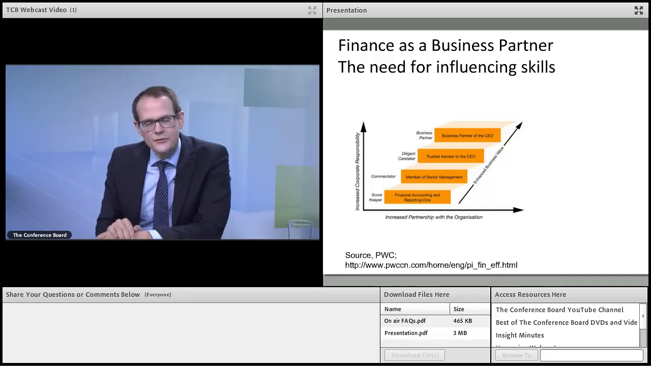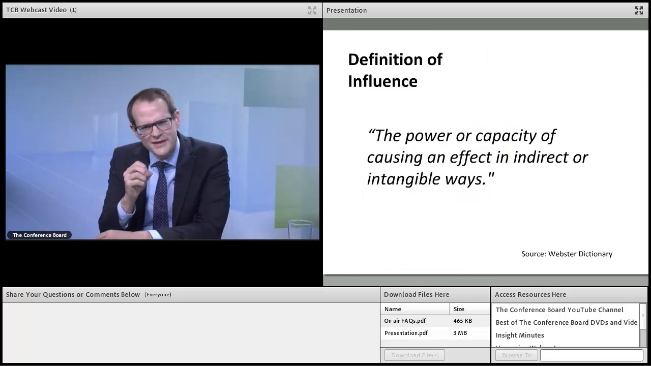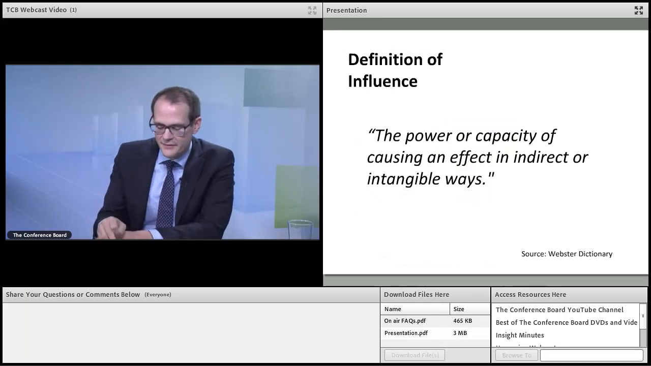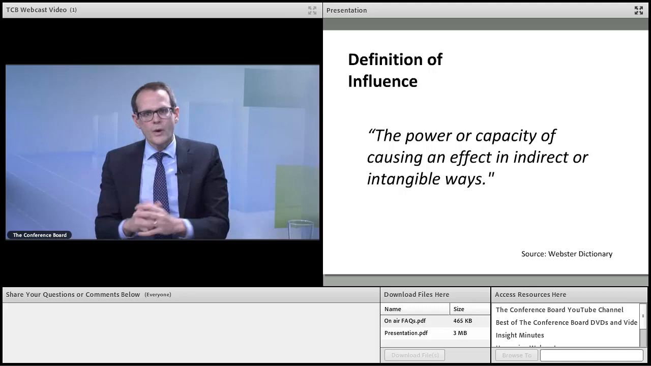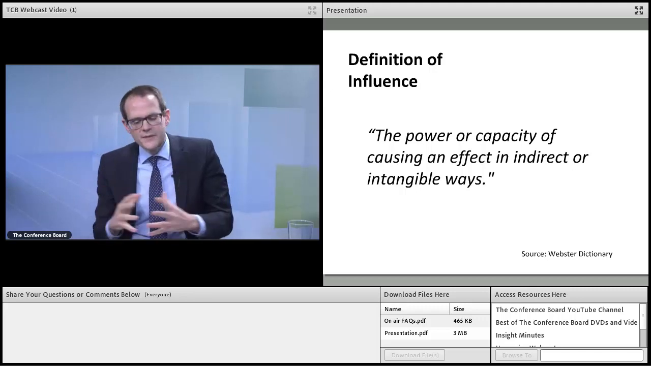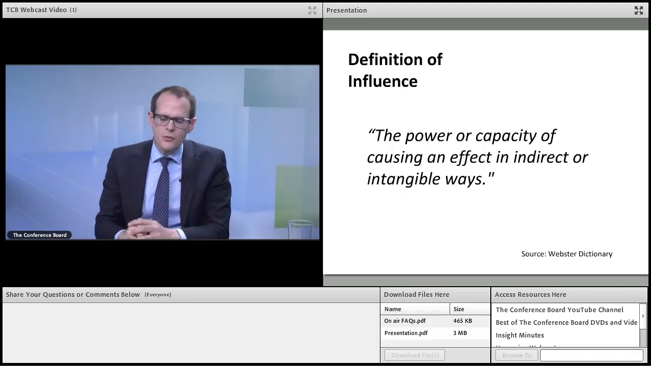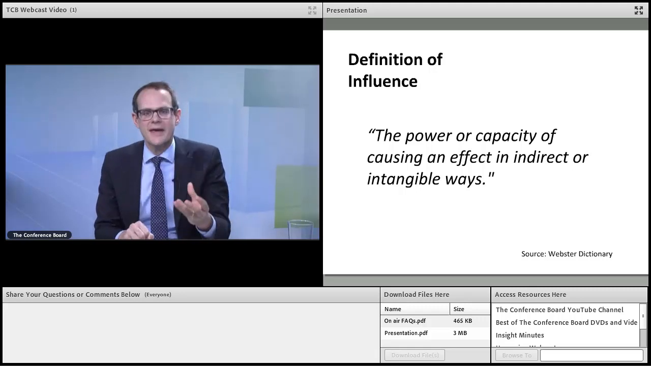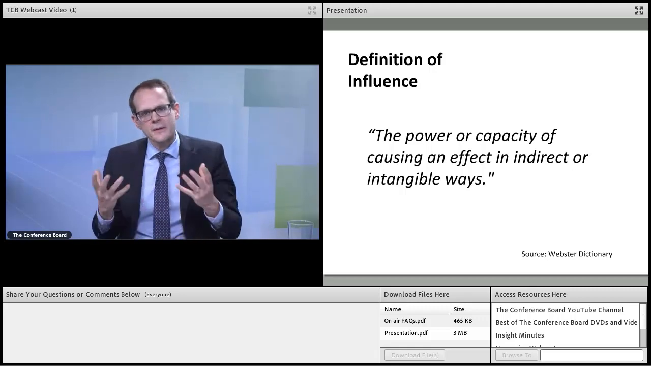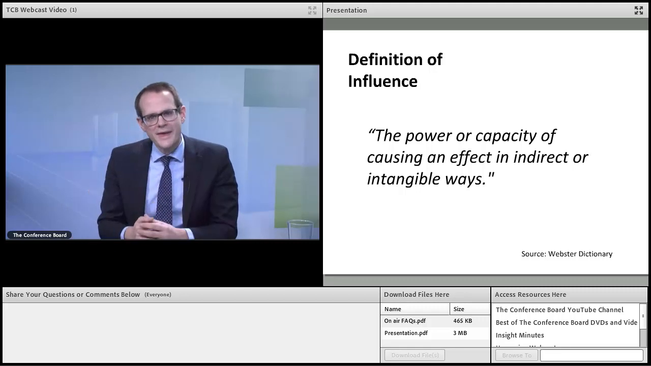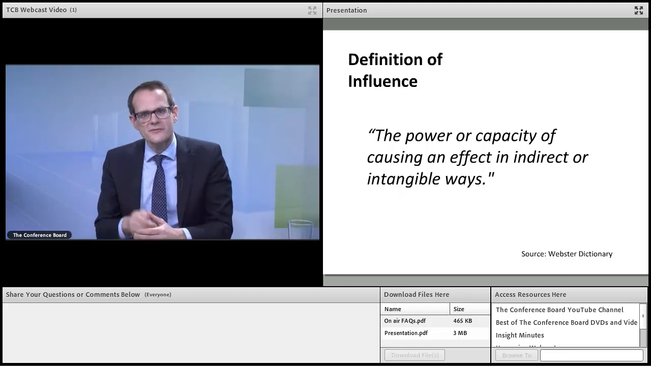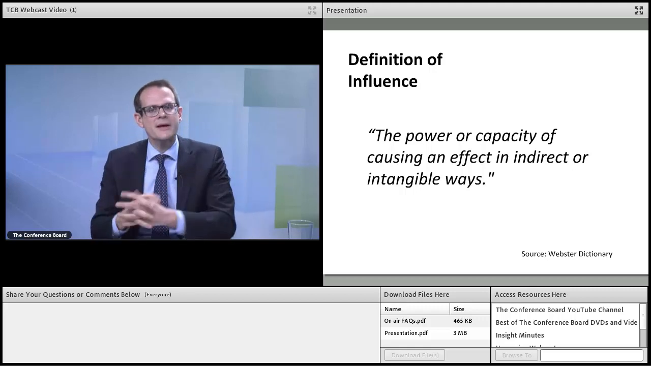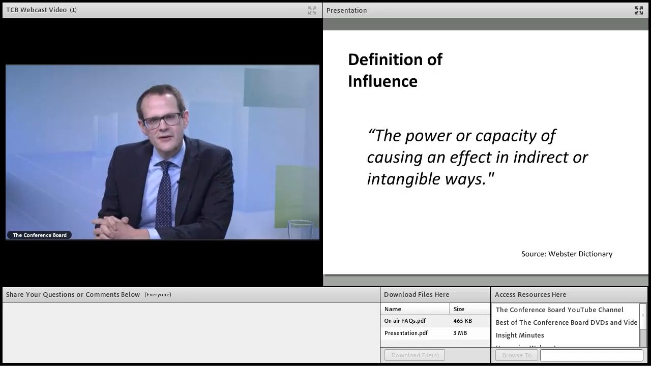That's why I do think we need to dive in and see what it takes to become an influential leader and to build in the influence. Now, what is influence? If we look at the definition, influence is the power or capacity of causing an effect in indirect or intangible ways. So it is a way of getting things done, but not via direct formal authority, not by saying "you will do this now," but by various indirect ways.